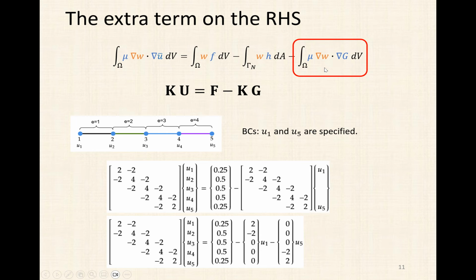If you have followed my first video on implementing the finite element method in MATLAB for the 1D problem, this is what we did, and the mathematics behind this is this. So this is from the weak form.